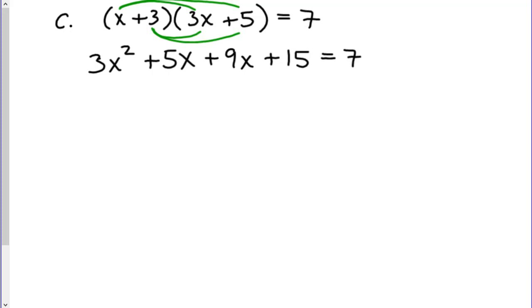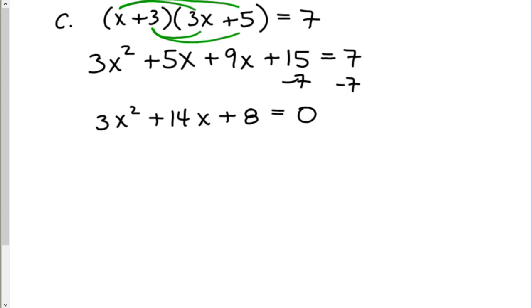Now, the reason I did that is I can now bring this 7 over and combine it with the 15, which will leave me with 0 on the other side of the equation. So let's simplify some things. So I have 3x squared plus 14x plus 8 equals 0.